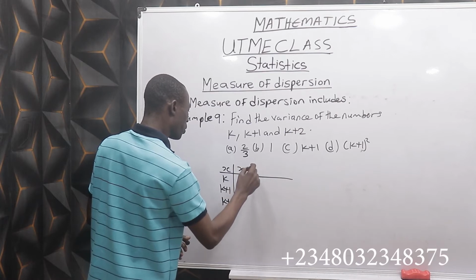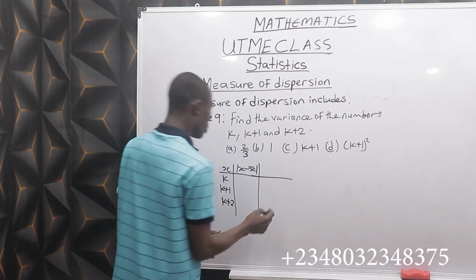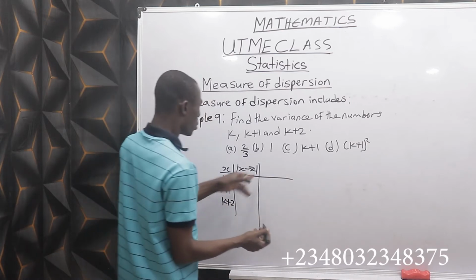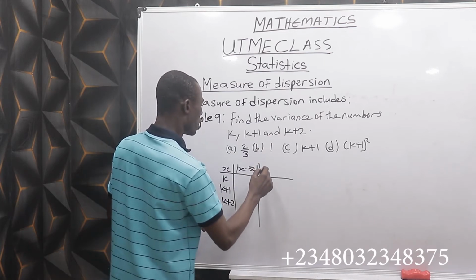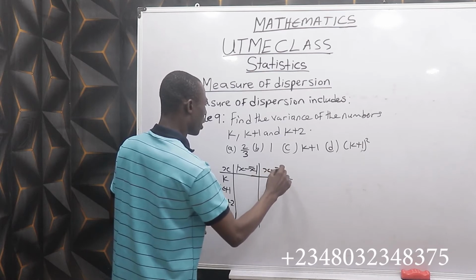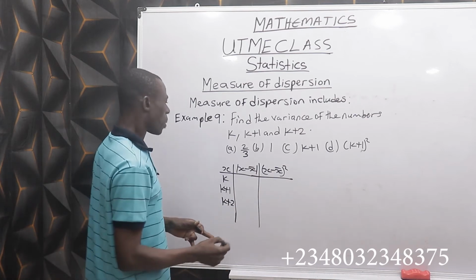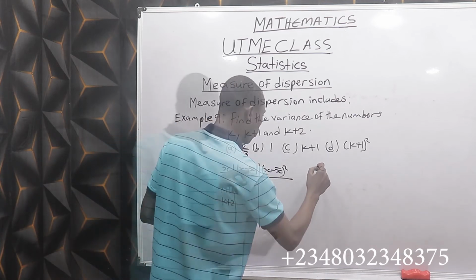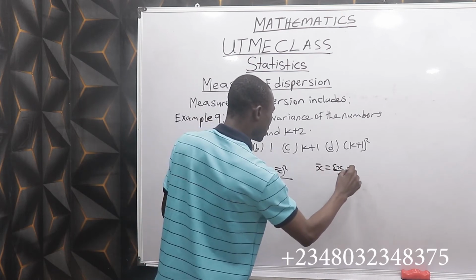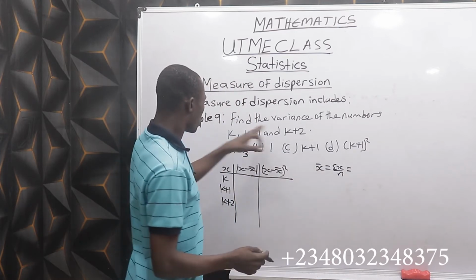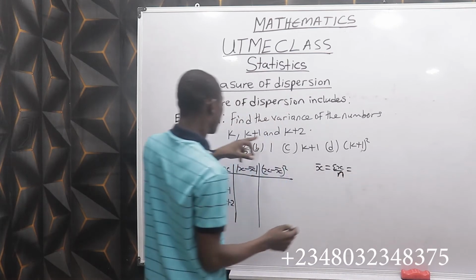X minus x bar. Absolute. And if it is not absolute, since it is variance, squaring it will take care of it. Then it will be x minus x bar all square at variance level. It will be squared. Now, all we need first is to find the calculated mean. Calculated mean is summation x over n in this case. Summation x, because it is non-tabulated. Summation x over n. What are the x values?